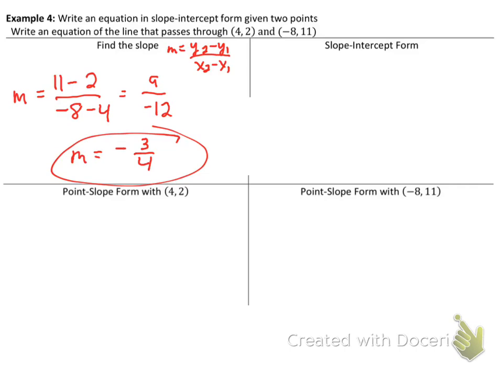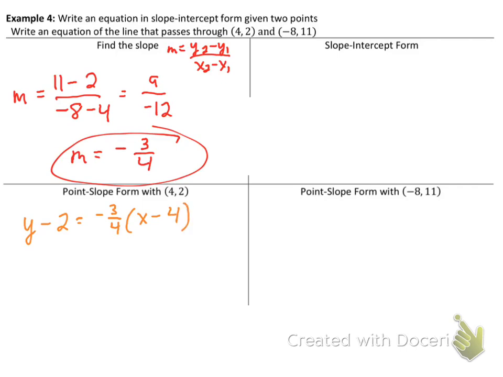So the first thing I'm actually going to start with is point slope form. It doesn't matter which point I use with point slope form, because I've got 2 points here. So I'm going to show you that. If I use point slope form with 4, 2, I'm going to take y minus the y coordinate equals my slope times x minus the x coordinate, which is 4.